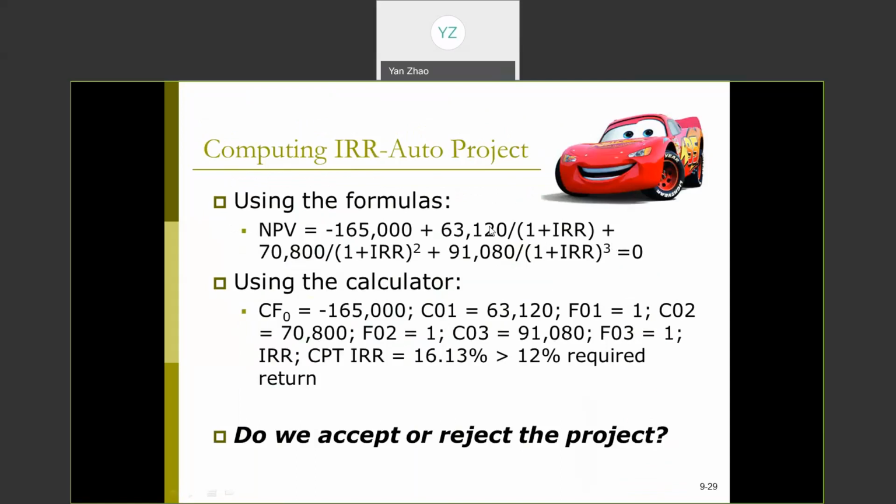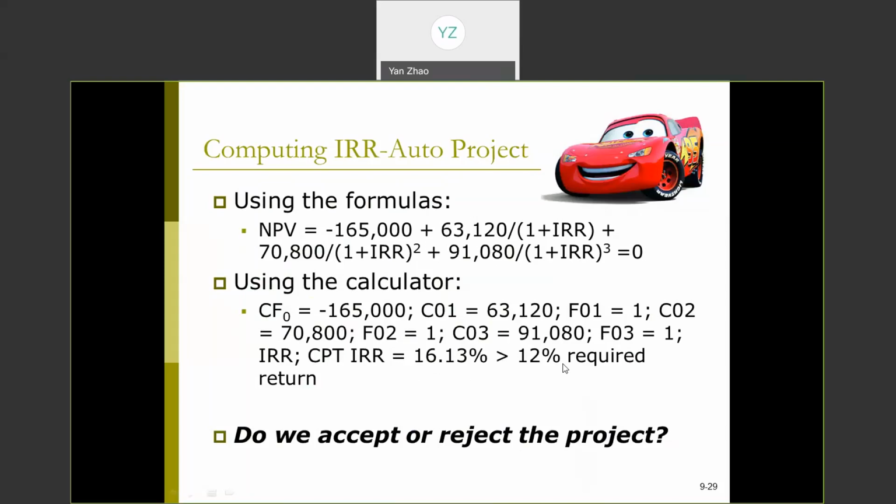Okay, so let's go back to the car example again. Let's calculate the internal rate of return in our auto project. You have two ways to do that. Using the formula, you set the net present value to 0 and back out the internal rate of return. Or using the calculator, calculate the internal rate of return. Both of them will give you the same number, 16.13%, which is higher than the 12% required rate of return.